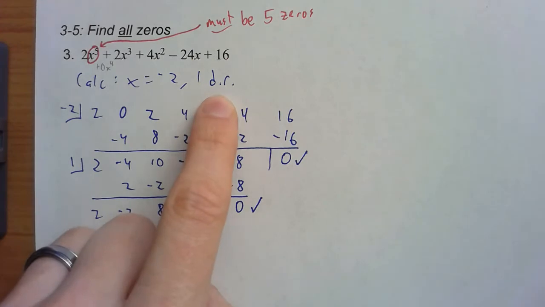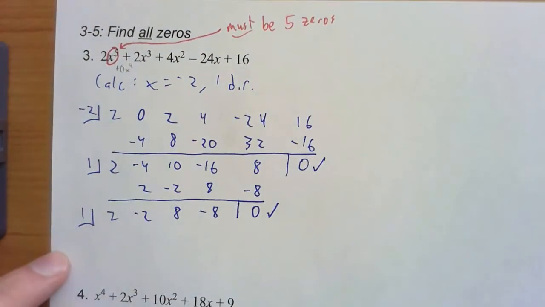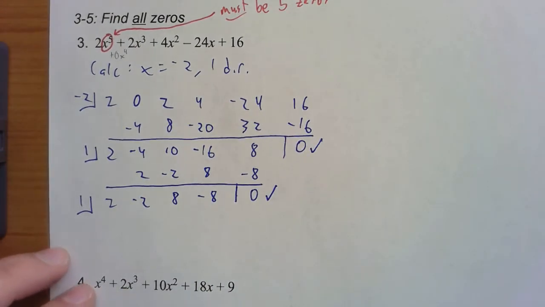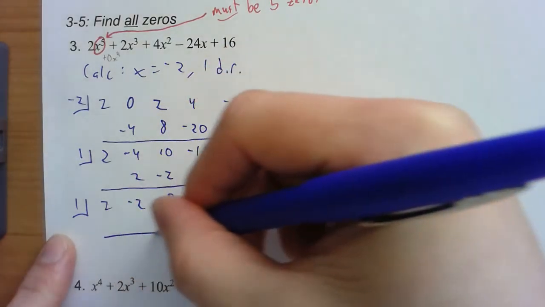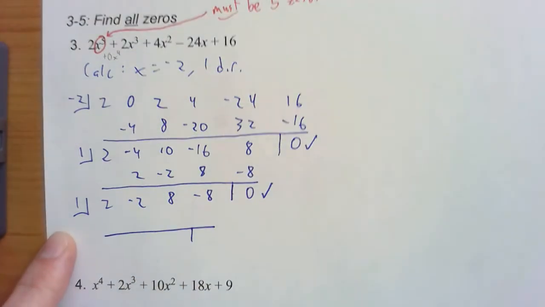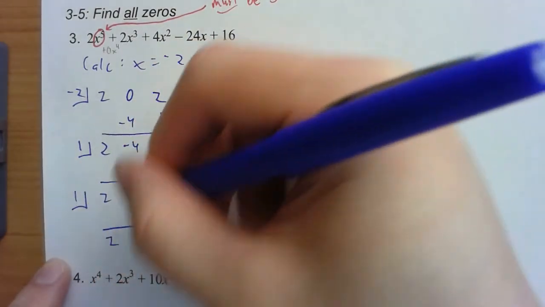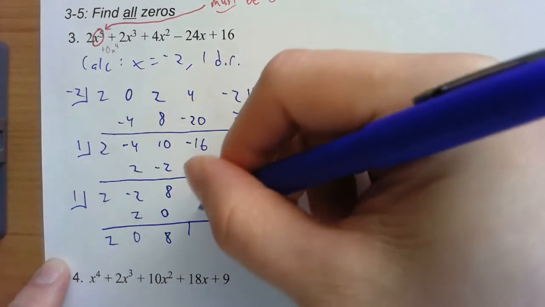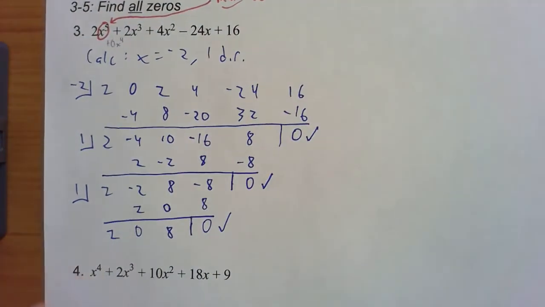Because it's a double root, we can actually divide again. If it's a double root, you're allowed to divide by it 2 times. You can double divide because it's a double root. So I can just put that 1 there again and keep dividing. I can bring down the 2, multiply, and add, multiply, and add, multiply, and add. And I get that 0 remainder. That tells me for sure that it actually is a double root.